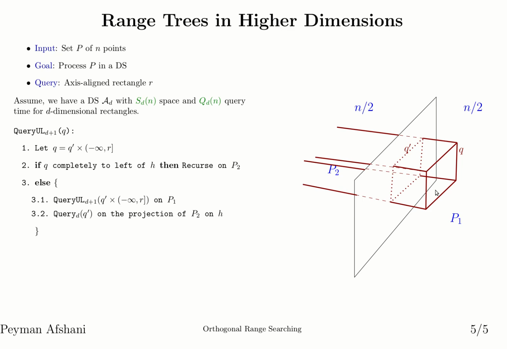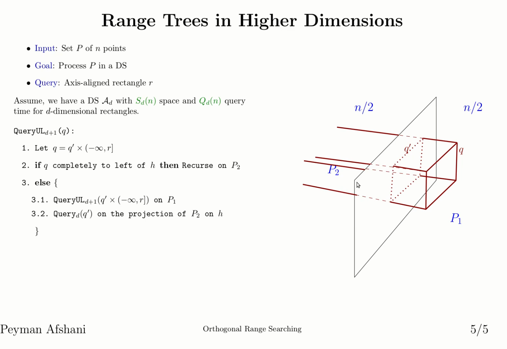To answer this query on the right side of this hyperplane, I can just use the same procedure, so recurse on the right side. I will be calling the same unbounded-from-left query, Q prime times minus infinity to R. But the part of the query that is on the left of this dividing line is actually easier, because this is equivalent to answering a d-dimensional data structure query.